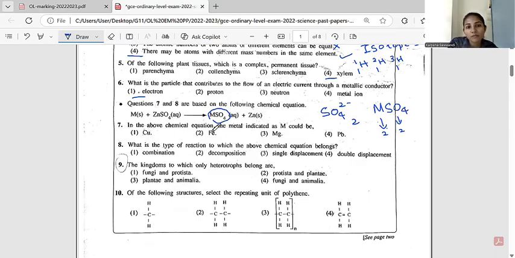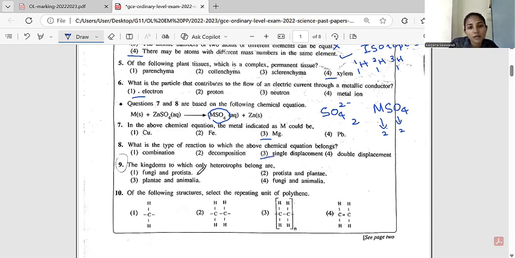Then from the given answers, we want to find the element having valency 2. That is magnesium. You know that it belongs to the second group of the periodic table. So the answer is magnesium. What is the type of reaction to which the above chemical equation belongs? Here M reacts with sulfate and forms MSO4 and zinc. It becomes separated. So this is called single displacement. One becomes isolated. So this is single displacement.